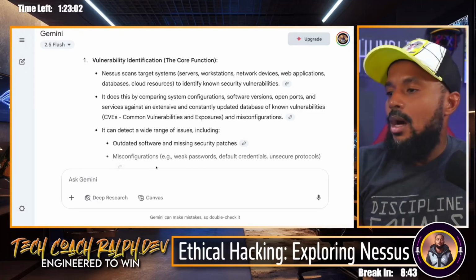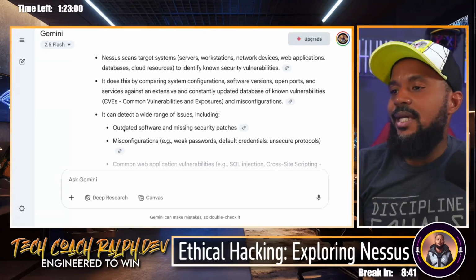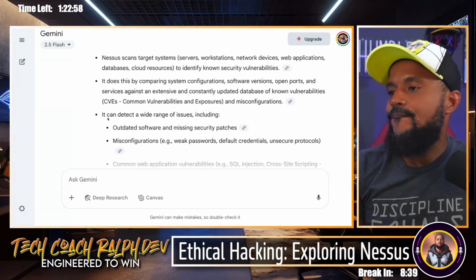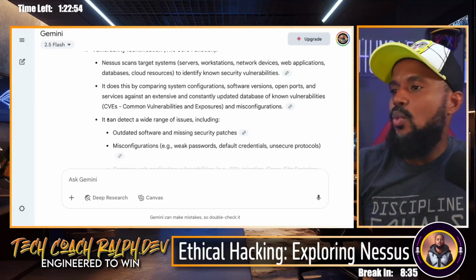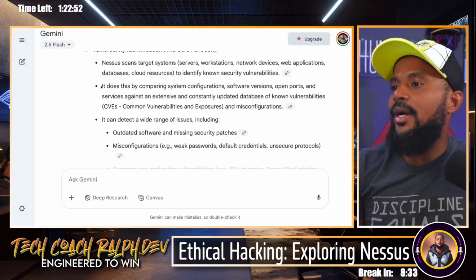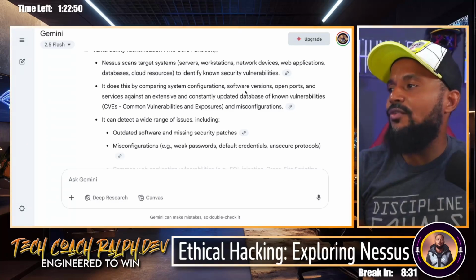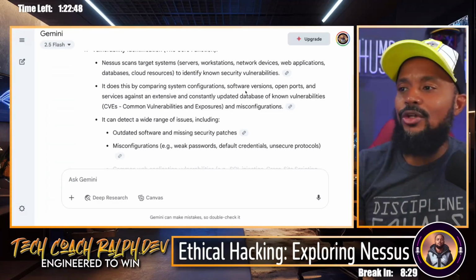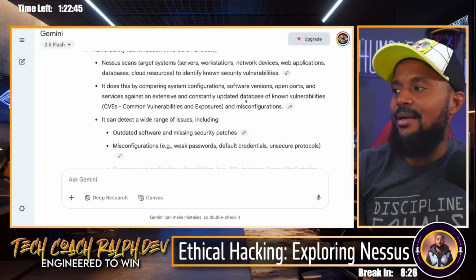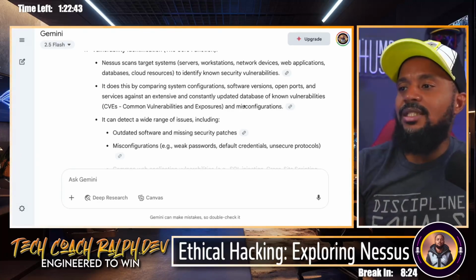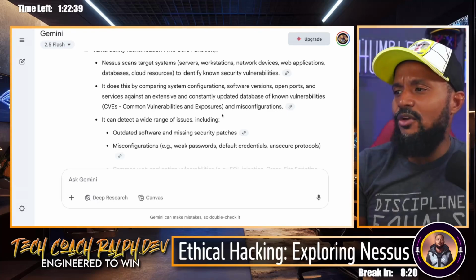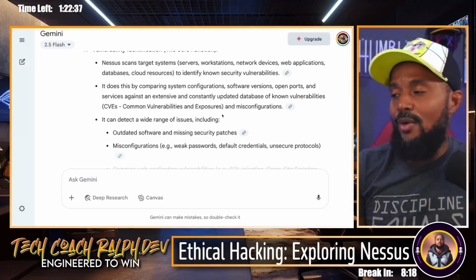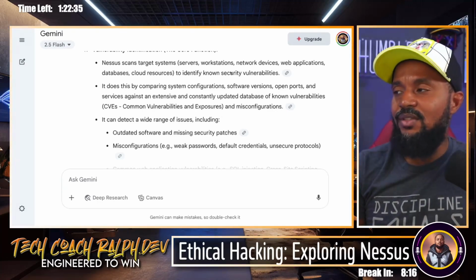All right, cool. All right, so it says it can detect a wide range of issues. It does this by comparing system configurations, software versions, open ports, and services against an extensive and constantly updated database of known vulnerabilities, CVEs. We worked with CVEs the other day. Common Vulnerabilities and Exposures. So when we built our RAG, we were feeding it some CVEs.